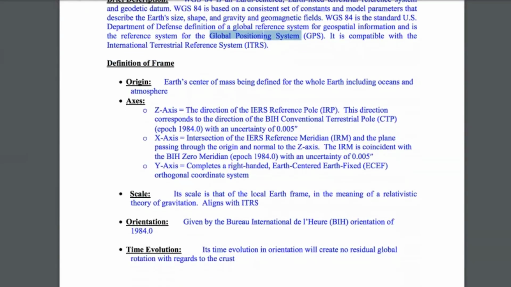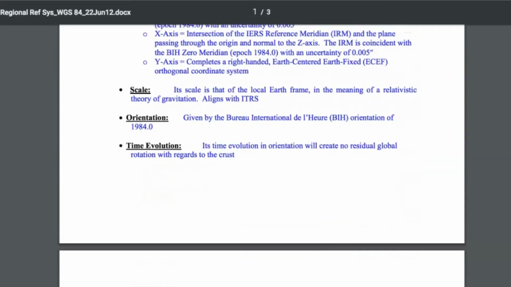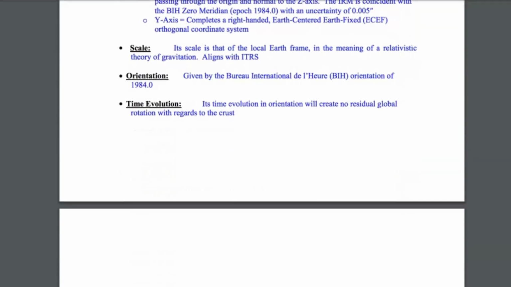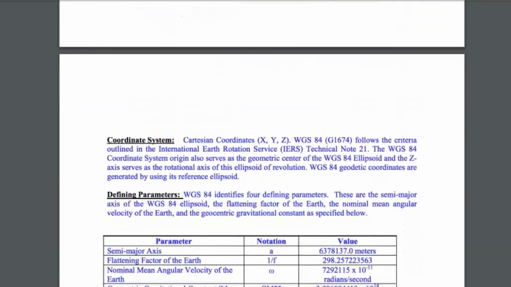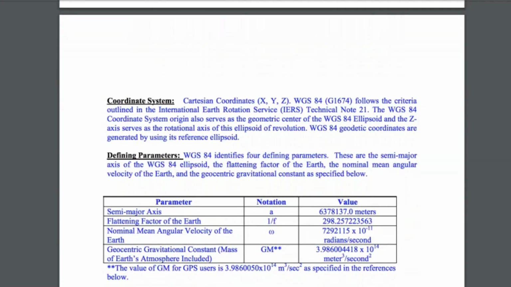And you just keep digging through it, and then you go, okay, so Earth's center of mass is defined as the whole Earth, including oceans and atmosphere. Then they define it in terms of gravity back to 1984, right? And as you keep reading through, it gets more interesting as you go. The coordinate system, let's see, geometric center.